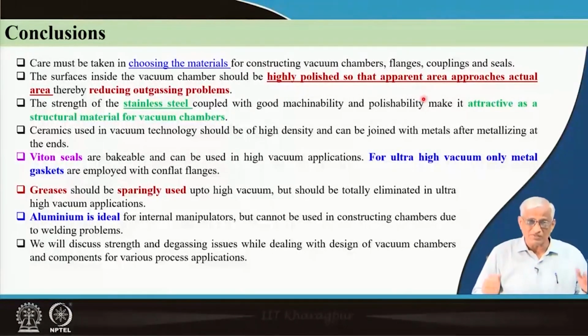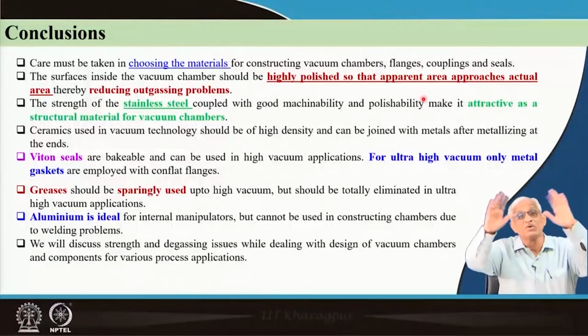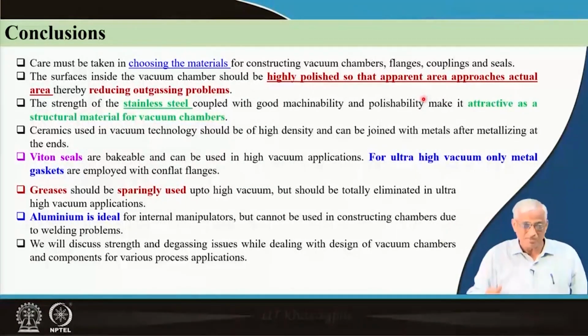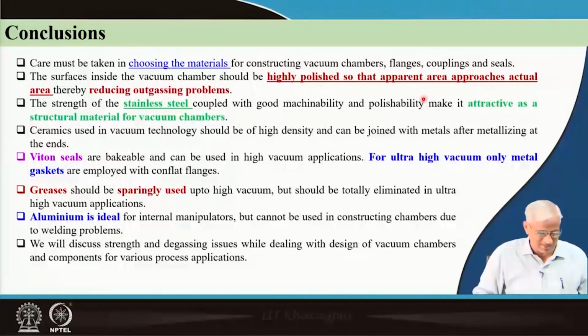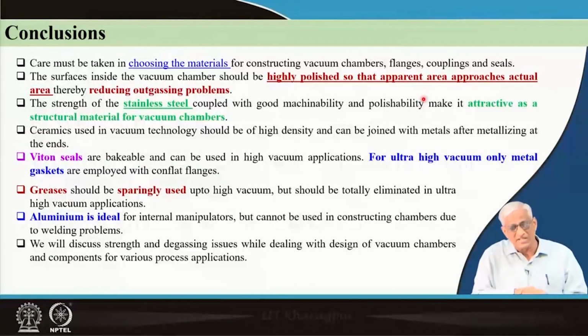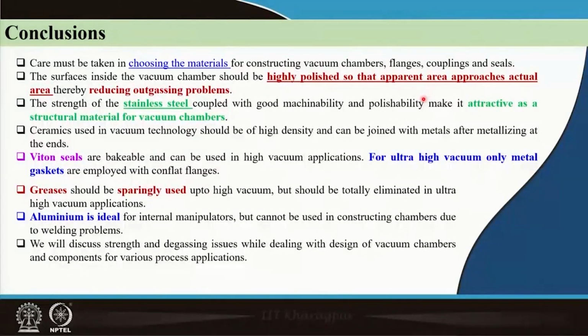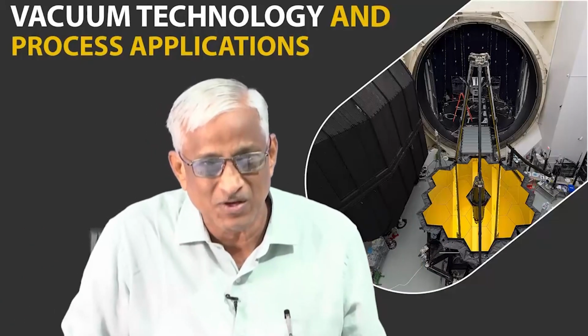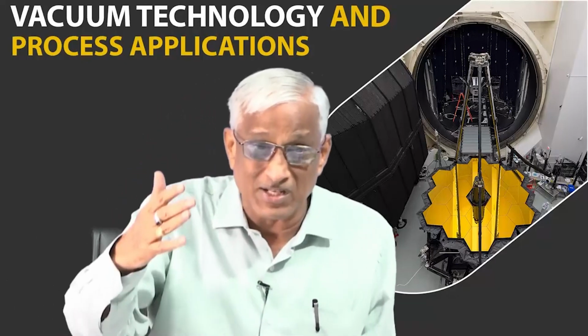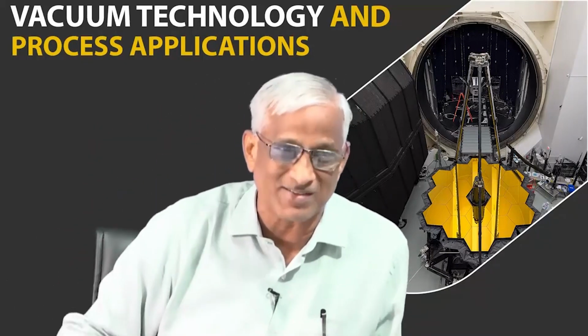If it comes and if the temperatures are low, then aluminum chambers are definitely good. It may look oxidized and dirty outside, but inside it will degas much less. We will discuss these degassing issues when we go to vacuum chambers and various process applications. If it is a chemical or pharmaceutical application, we may not bother about outgassing from the surfaces. We have to bother about materials which will not be attacked by these chemicals.